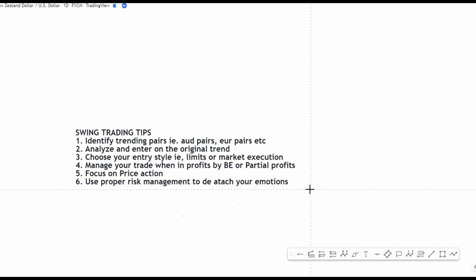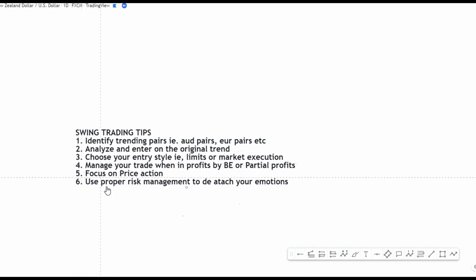The other tip on choosing your entry styles is that you can pay for maybe premium TradingView so that they can even send you alerts on the application so that you don't miss any setup. Okay.